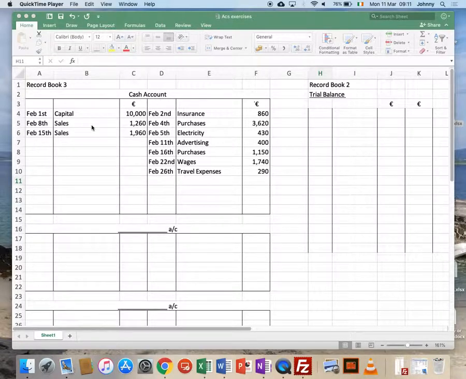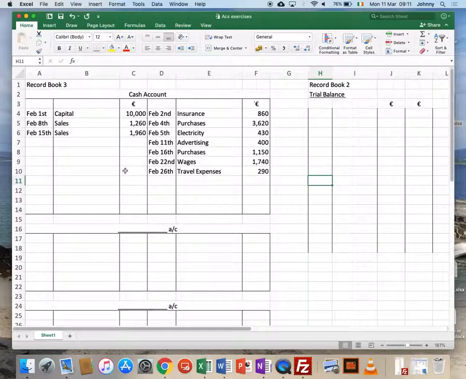We have a cash account here. I'm going to have to go and balance my cash account. So how we balance the account, and there is a set procedure, I have to add up the two sides. And I'll put the answer up on top, and I'm going to put the answer in red to make it easy to see.